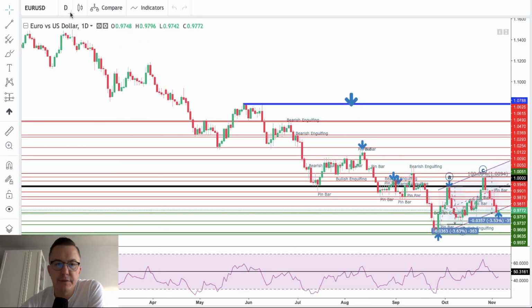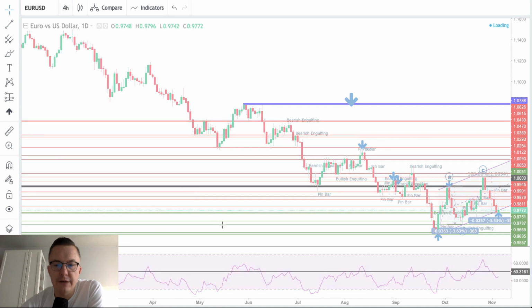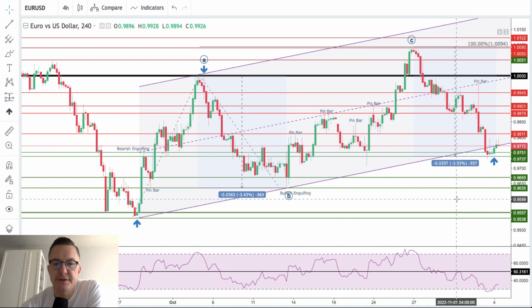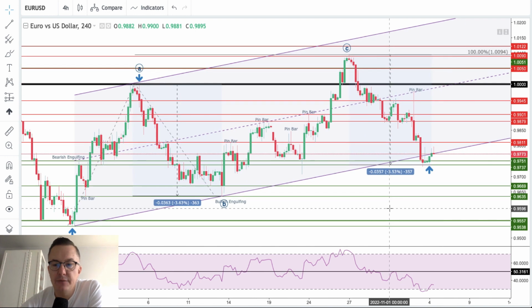Euro dollar daily time frame chart. Let's switch to the 4-hour as usual to see what is going on. And what do we have here? ABC to the upside done, and we are testing. We broke below the lower channel line, which is not good. It's not usually good for this kind of movement.